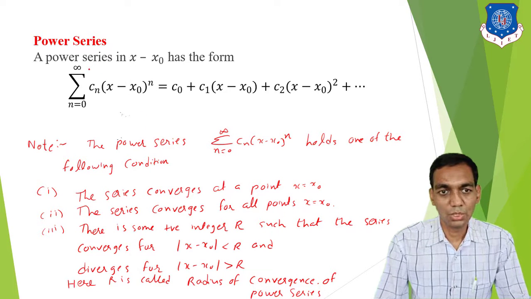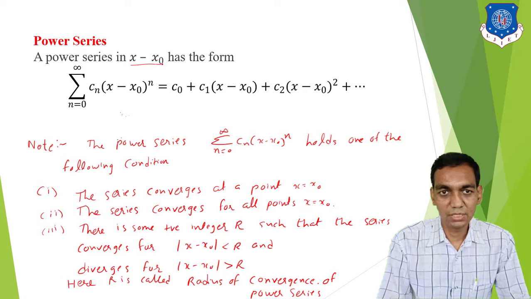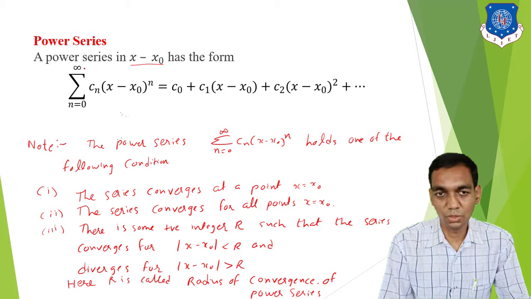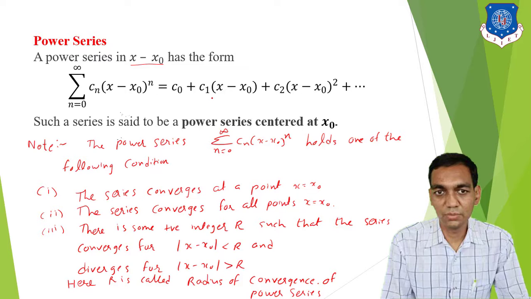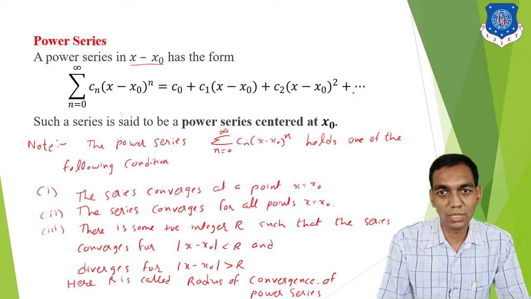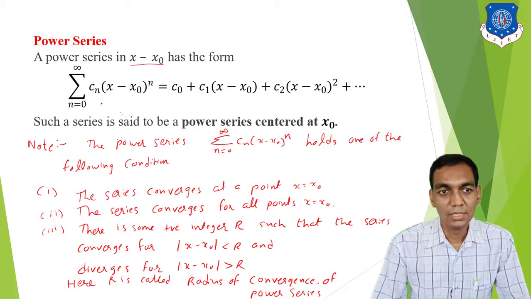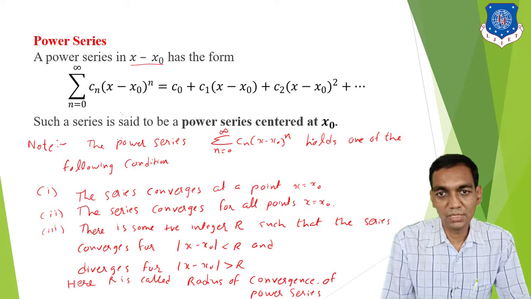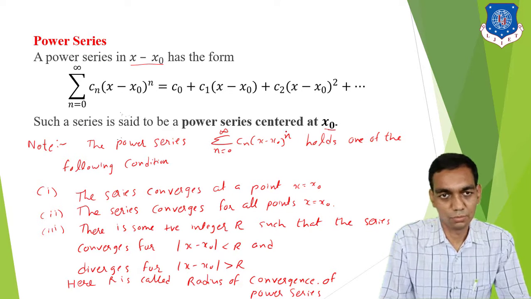Correct? So, a power series in the powers of x minus x0 has the form sigma Cn (x minus x0) raised to n, where n runs from 0 to infinity. Or, if you write it in a simple form, it is C0 plus C1 into (x minus x0) plus C2 into (x minus x0) whole square, plus so on. Such a series is said to be a power series centered at x0.